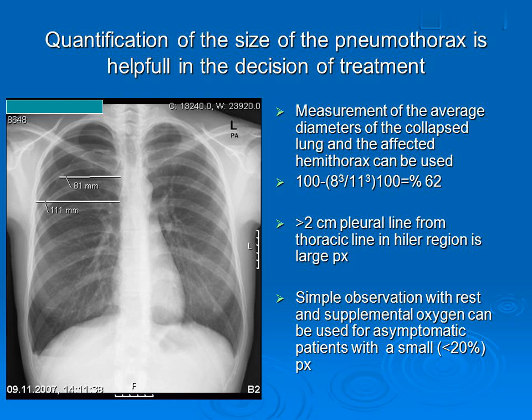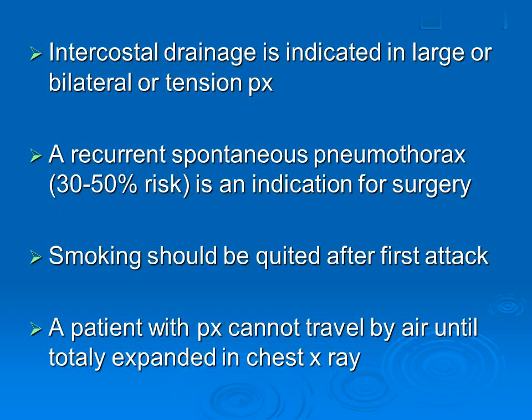Simple observation with rest and supplemental oxygen can be used for asymptomatic patients with a small PX, less than 20%. Intercostal drainage is indicated in large, bilateral or tension PX. A recurrent spontaneous pneumothorax, with 30 to 50% risk, is an indication for surgery. Smoking should be quit after the first attack. A patient with PX cannot travel by air until totally expanded on chest X-ray.